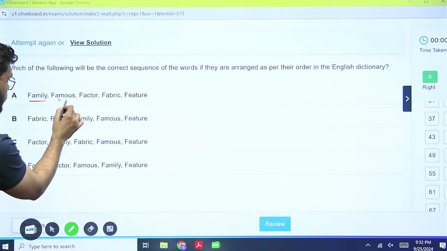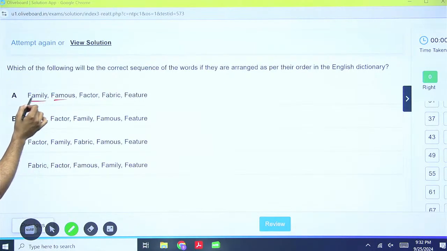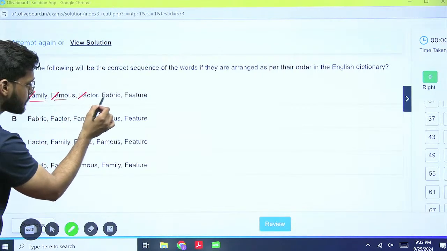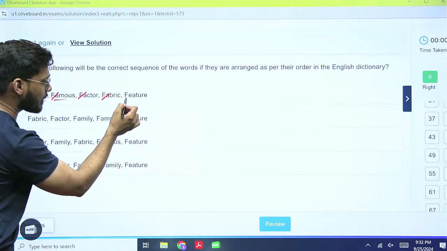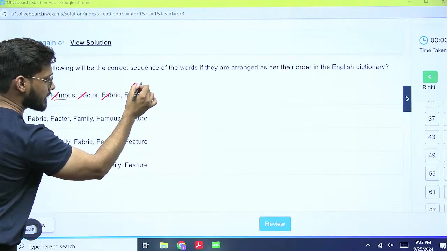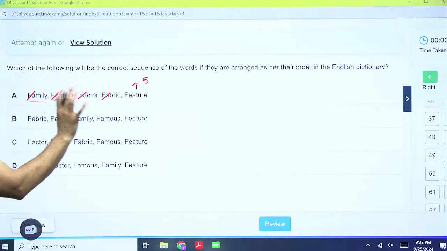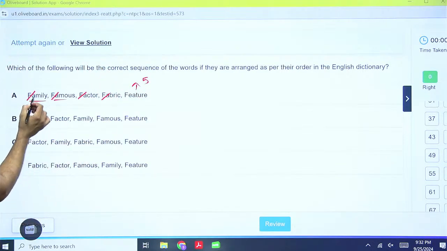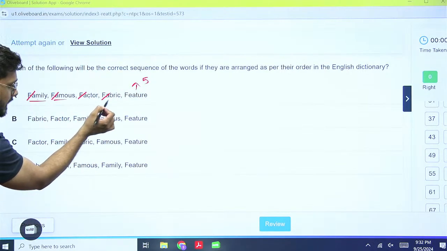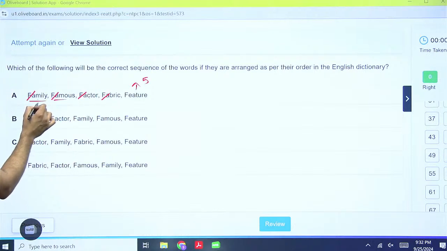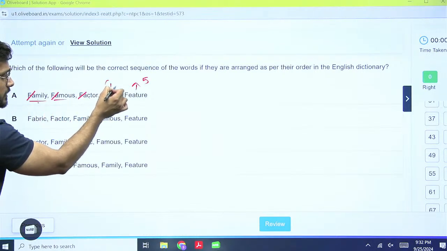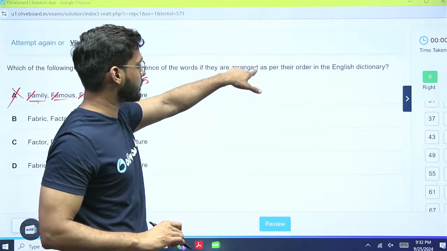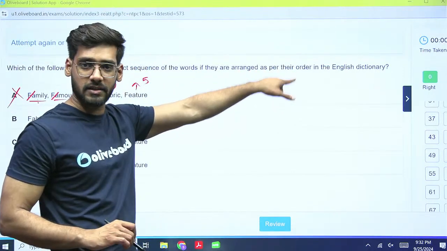Family, famous. The first three letters are same. FAM, FAM. FA is eliminated. And F, after F it will come E. So this will come at the last, and this is perfectly fine given at its position 5th number. Okay. Now M, M, C and B. First of all B should come, and here it is given M. So this should come at the first position, and hence option number A is wrong. Because we have to find out the correct sequence of the words if they are arranged as per their order in the English dictionary. Okay.